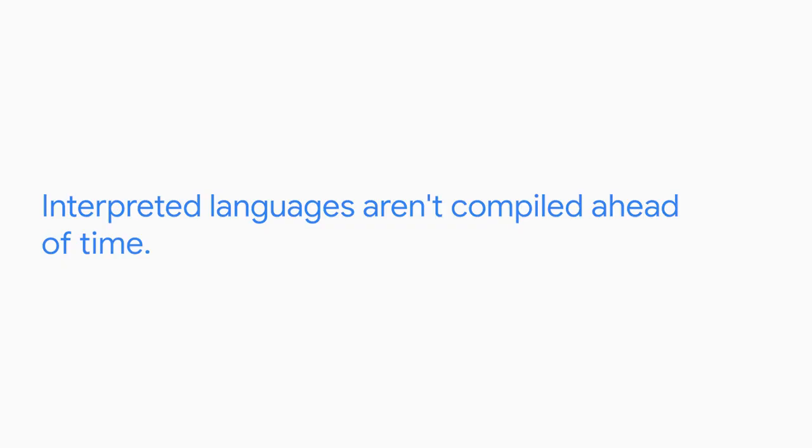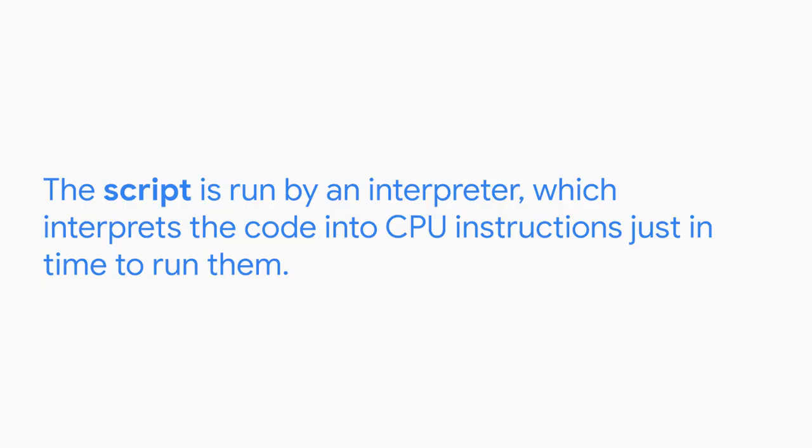Computer scientists have developed hundreds of programming languages in the past couple of decades to try and abstract the different CPU instructions into simpler commands. Along the way, another type of language emerged that was interpreted rather than compiled. Interpreted languages aren't compiled ahead of time. A file that has code written in one of these languages is usually called a script. The script is run by an interpreter, which interprets the code into CPU instructions just in time to run them.